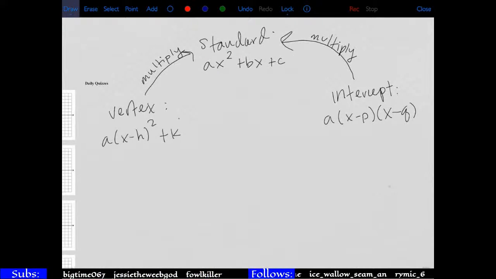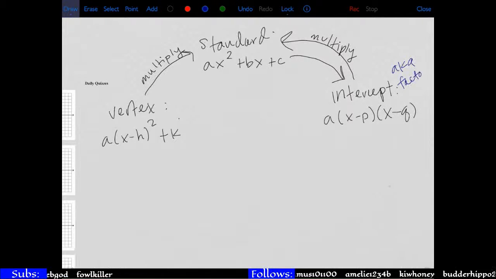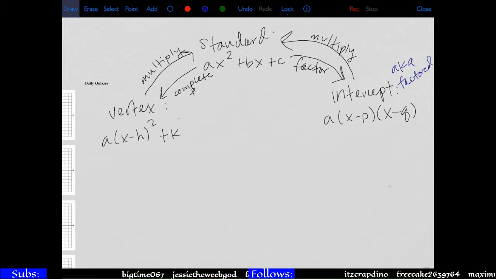All right, so that's how we go to standard form from both of those. Now to go from standard to intercept. Intercept is also known as factored form. So to go to intercept form, we just factor. And then to go from standard to vertex form, we do what we call complete the square. So we're going to do one of each of those real fast.